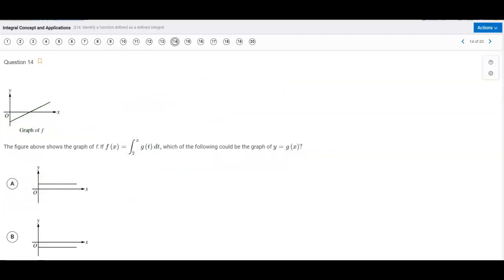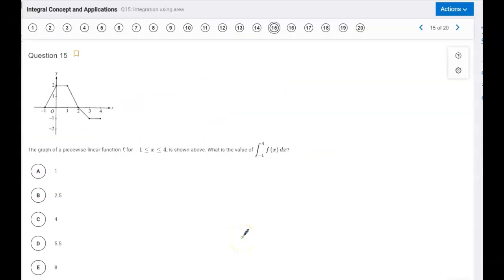All right, so for number 15, we have a graph of a piecewise linear function here. They're asking us for the value of the integral from -1 to 4. And so basically we need to find the area of this trapezoid and the area of this trapezoid, because we're going all the way from here to here, so they want both shapes.